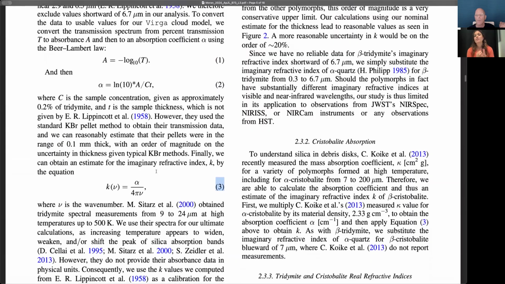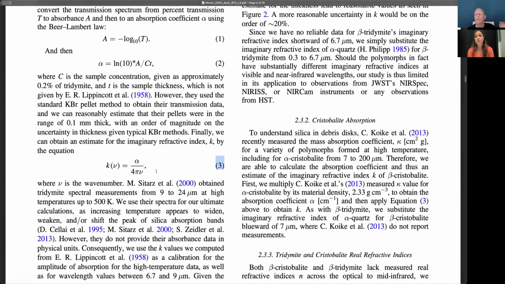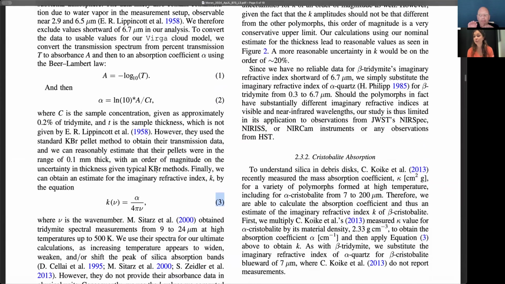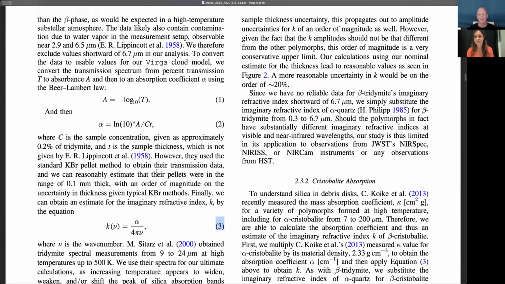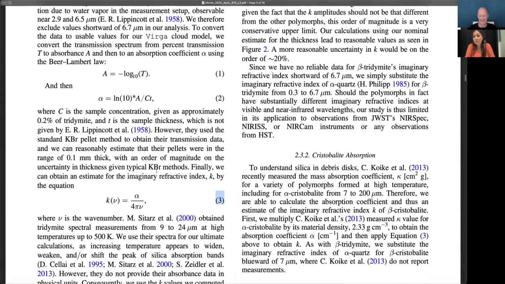I should also note, we don't actually have measurements short of around 5 microns. And so I did have to just substitute regular old quartz for the shorter wavelengths. I have really no way of evaluating how bad an assumption that is with the data in hand, but it was the best we could do.